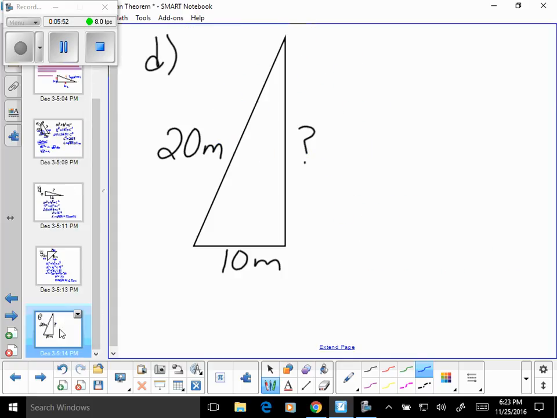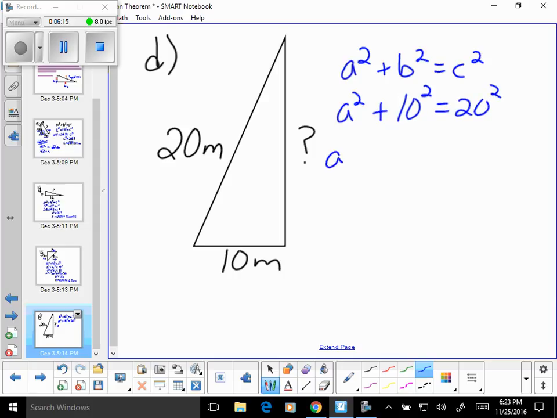D is very similar. You're trying to find a leg, so you do it and then I'll go over it. Always start with that formula, folks. I don't know a leg. I'm going to let it be a squared. I don't really care if the book tells me find b. I'm going to let it be a. 10 squared equals 20 squared. Okay? A squared plus 100 equals 400. Hopefully you didn't have to use a calculator. That 20 times 20 is 400.